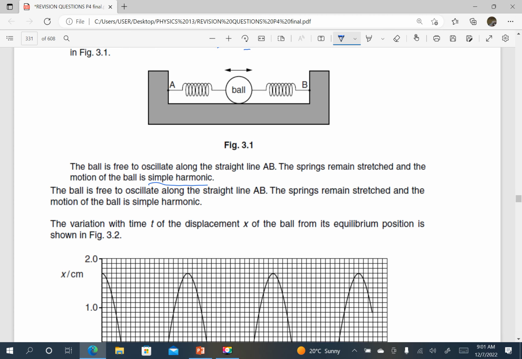Remember, if the motion is simple harmonic motion, acceleration is equal to negative omega squared x. That is, acceleration is directly proportional to displacement, and the minus indicates that the acceleration and the displacement are always in opposite directions. The ball is free to oscillate along the straight line AB, the spring remains stretched and the motion of the ball is simple harmonic.